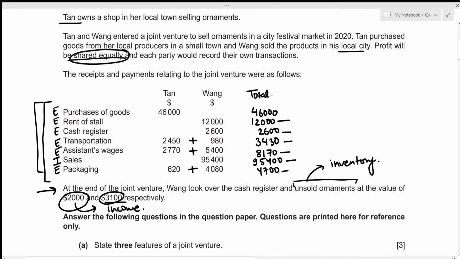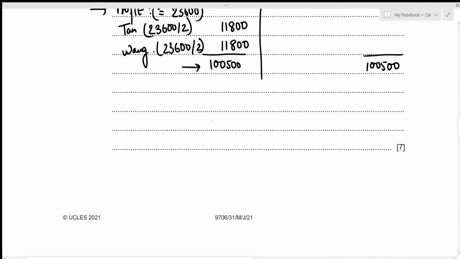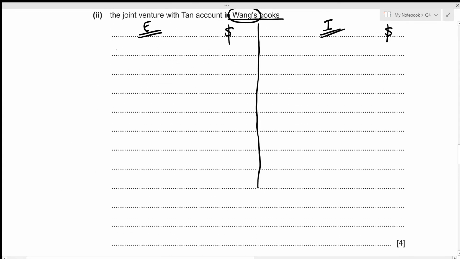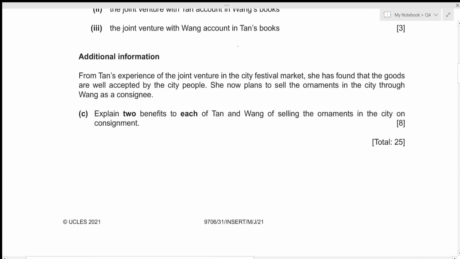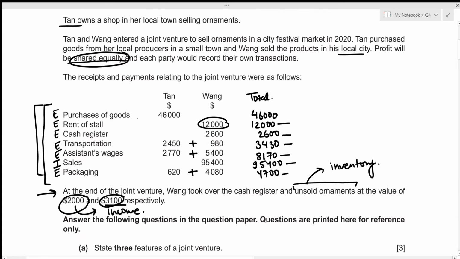Okay, we know that Wang paid the rent of stall amounting to 12,000, which is an expense which we will record in our debit side. Let's do that. So rent of stall amounted to 12,000. Let's have a look above. We completely ignored the purchase of goods because this was actually paid by Tan. And since we're preparing the joint venture account in Wang's books, we are only concerned with this column now.